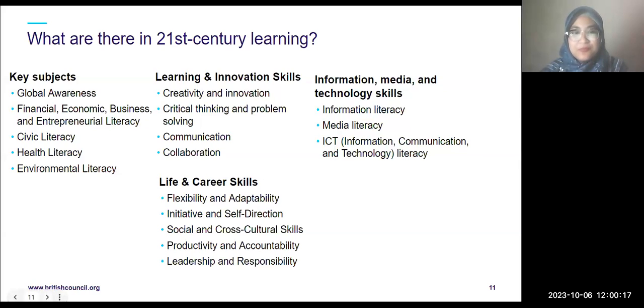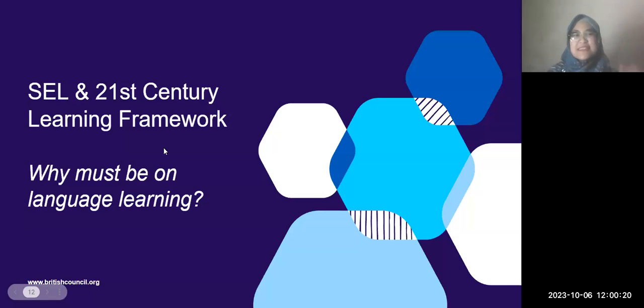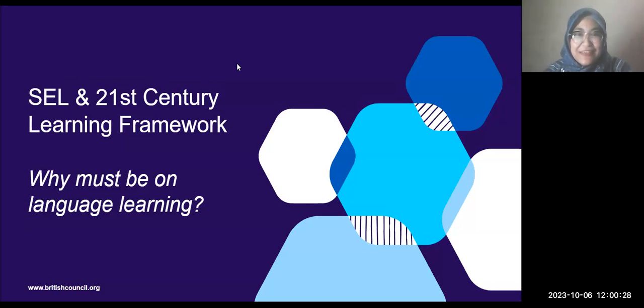So now, why SEL and the 21st century learning framework? Why must it be on language learning? Anyone want to share an idea, perhaps on the chat room first? Why must these two? Usually SEL is like a subject on mental health and psychology, and 21st century learning skills is more into vocational ones. Why do we need to bring this to language learning, especially English, in your context? Do you have any idea?